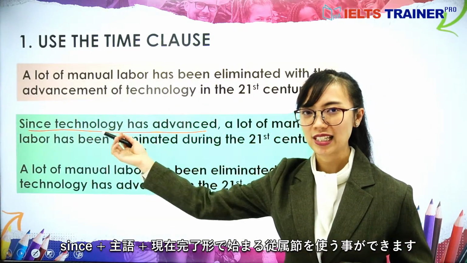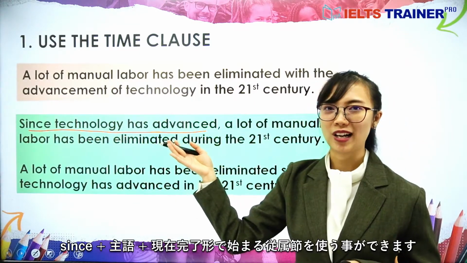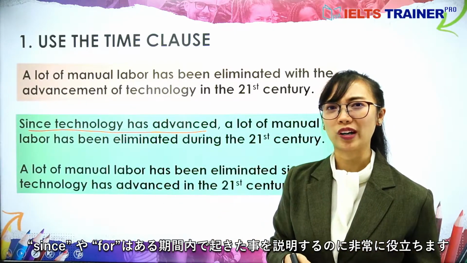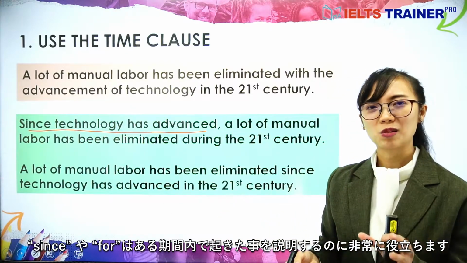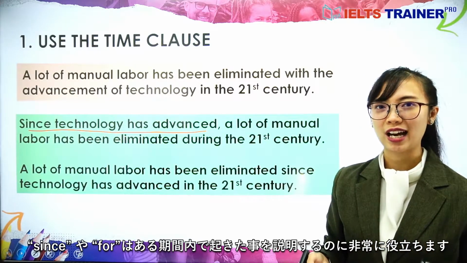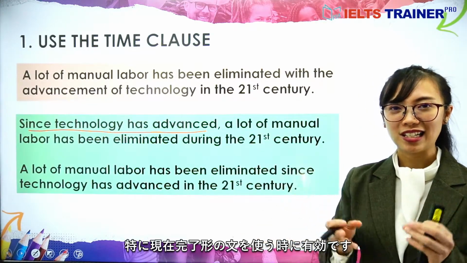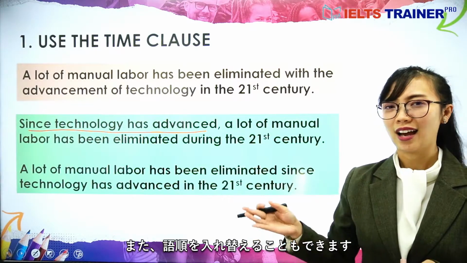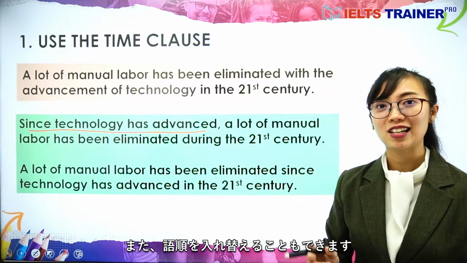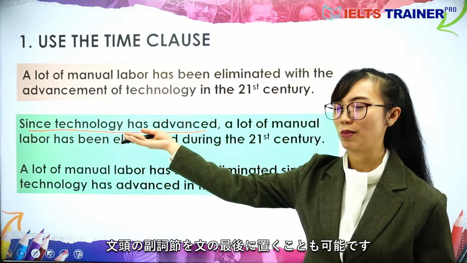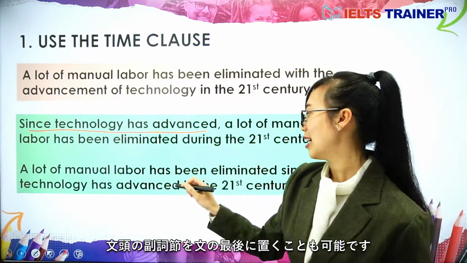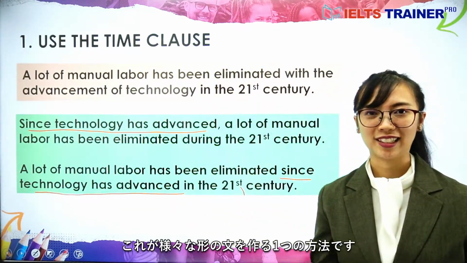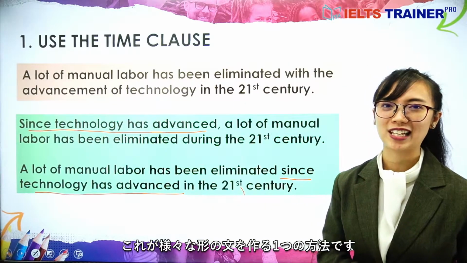Starting with the word since, the subject, and present perfect. Notice that since and even for is quite useful to explain what happened for a duration of time, especially when it is accompanied with the present perfect verb tense. Another application of the clause is to switch it. So from the beginning, we can also place it towards the end. So that is one way to vary your sentence.